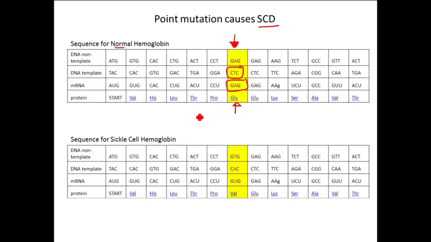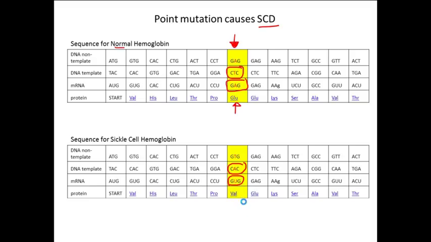Okay. In the sickle cell hemoglobin, instead of the DNA template being CTC, it's CAC. Okay, so we've swapped out a T for an A in the DNA, and that has the consequence of changing the mRNA codon to CUG instead of CAG, and that codes for an entirely different amino acid.